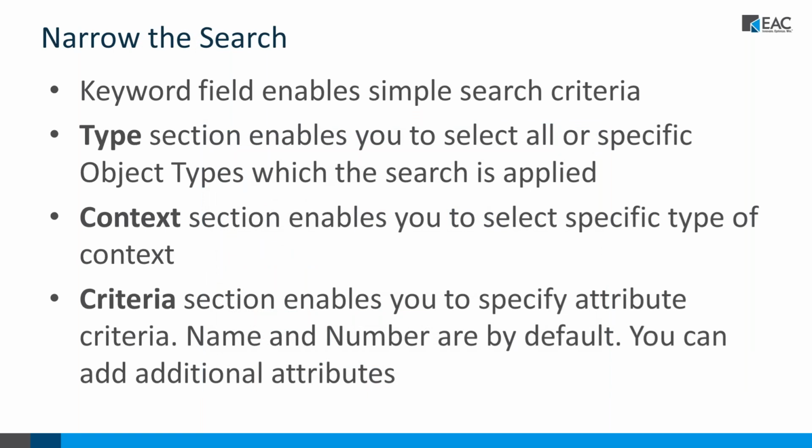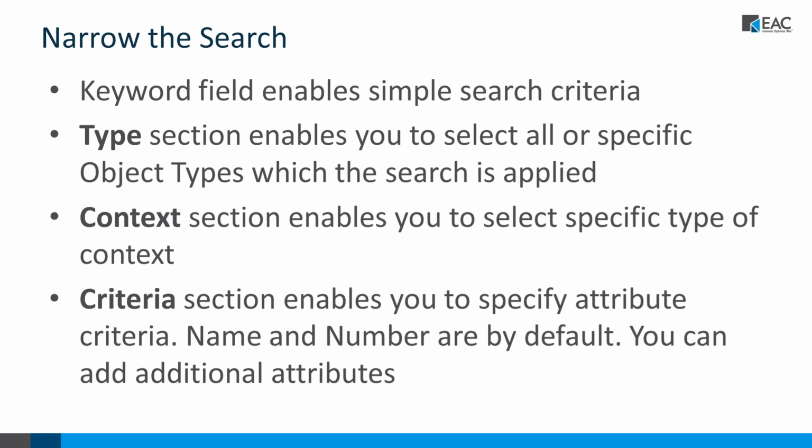The type section refers to the object type. Is it a WT part? Is it a parts list? Is it a document? Then there's the context. And like I said, that's the product context that we're talking about. And then criteria. By default, like I said, that just looks at name and number. And then you can narrow the search down by using additional attributes in the drop-down menu that you see in the criteria area.